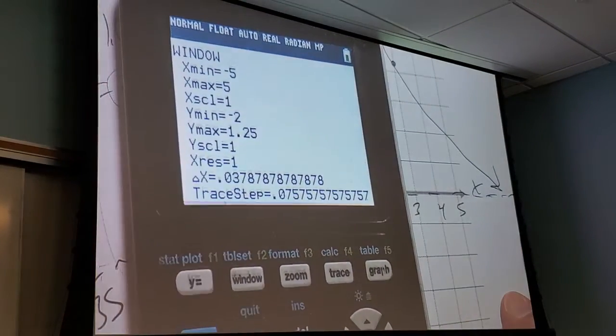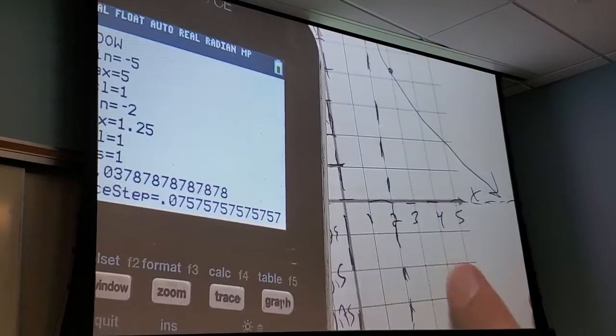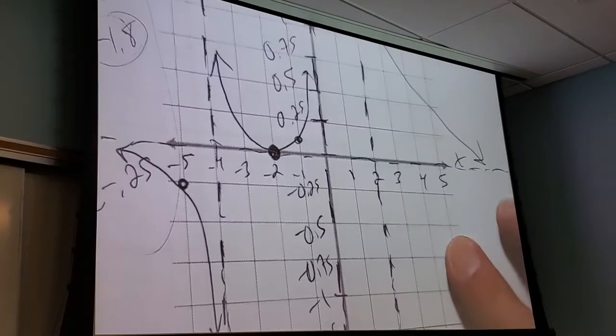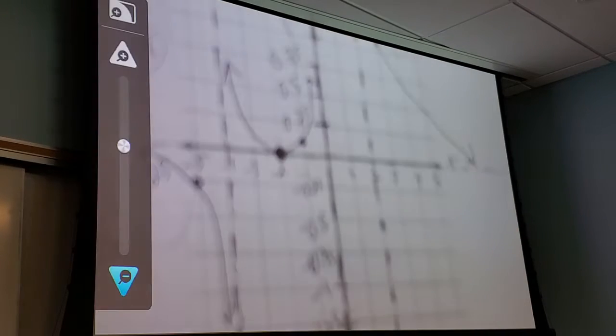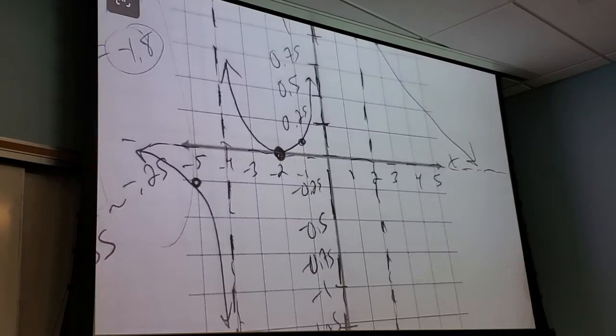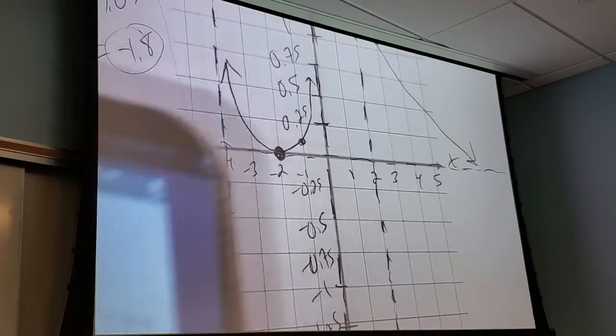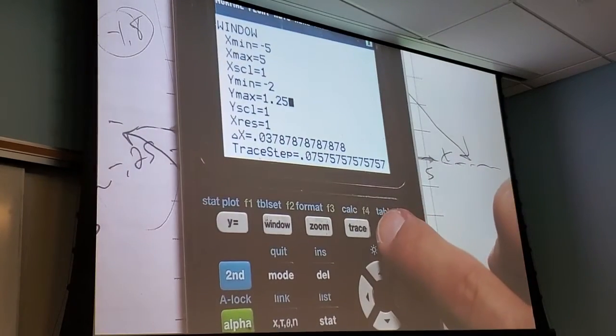So I'm going to do that with my window to make it roughly look like what we did on the paper. All right, so here's what we did on the paper. Don't zoom out too much. Okay. And now let's see if I graph this.